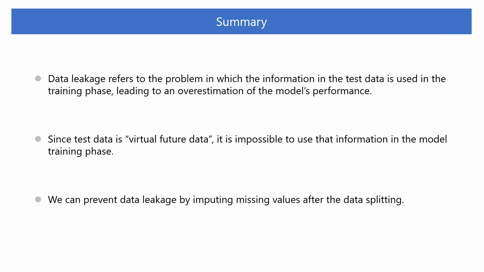Data leakage refers to the problem in which the information in the test data is used in the training phase, leading to an overestimation of the model's performance. The problem with imputing missing data before splitting training and test data is that, since test data should be treated as virtual future data, it is impossible to use that information in the model training phase. Therefore, we can prevent data leakage by imputing missing values after the data splitting.